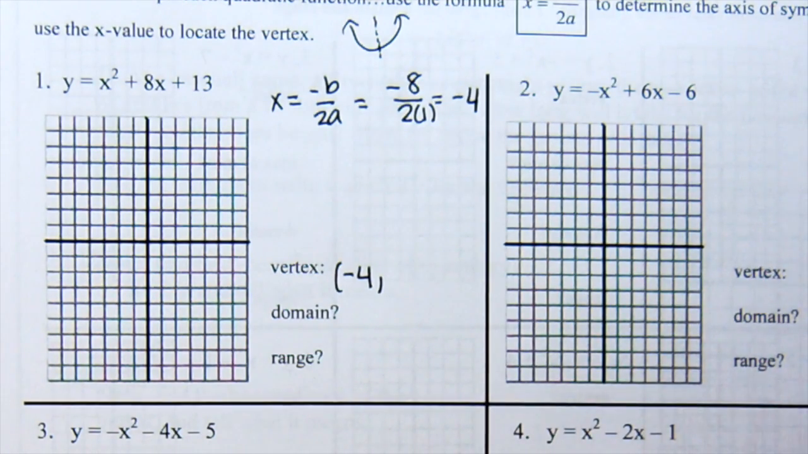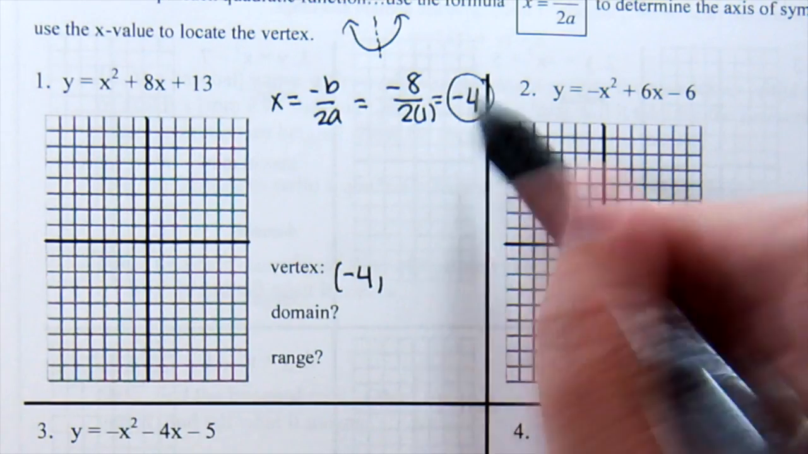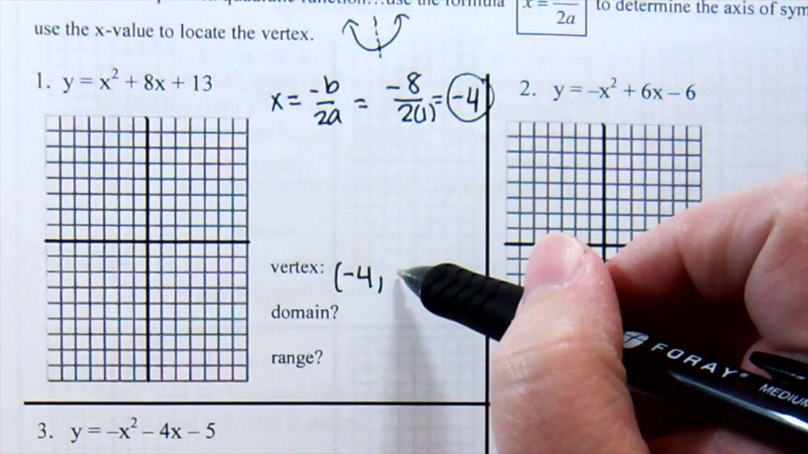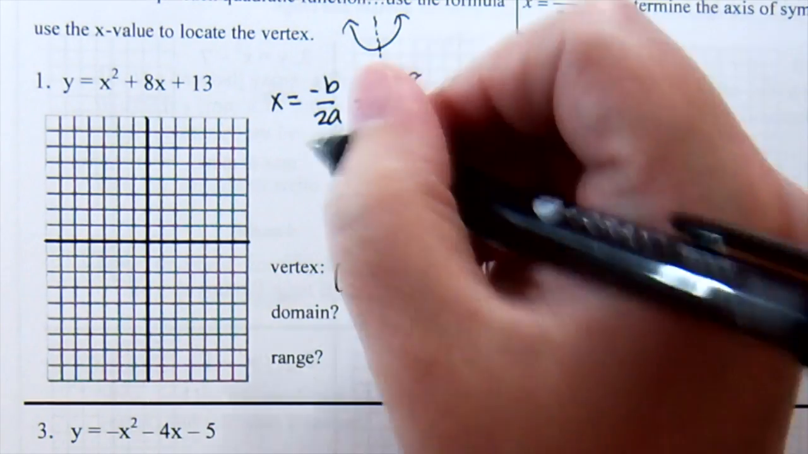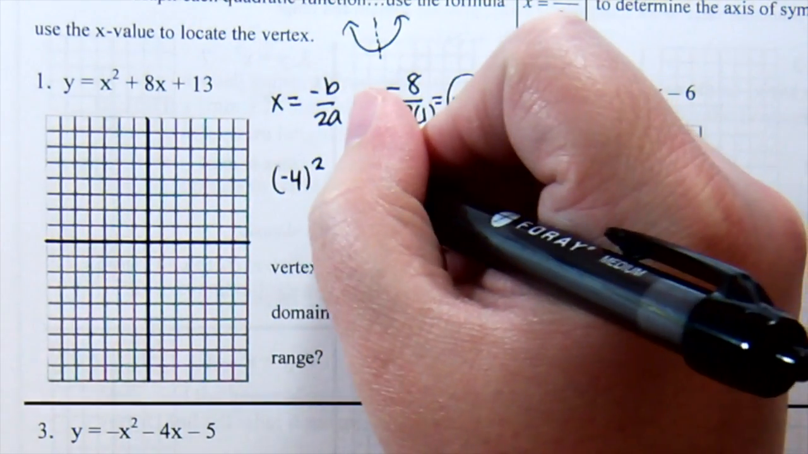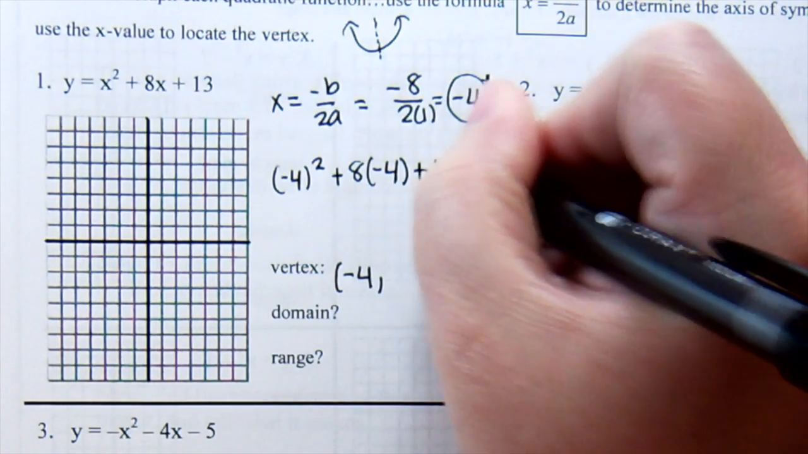The next thing I need to do once I find this x-coordinate, which we also said is the axis of symmetry, is go ahead and plug this back into the quadratic equation and solve for y. That will give me the y-coordinate of my vertex. So we're going to plug this back in, so that will be negative 4 squared plus 8 times negative 4 plus 13.